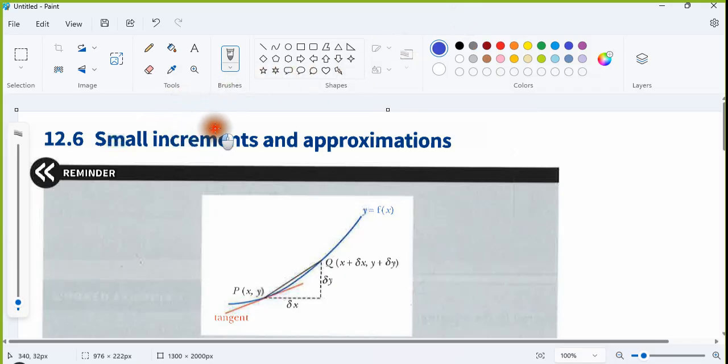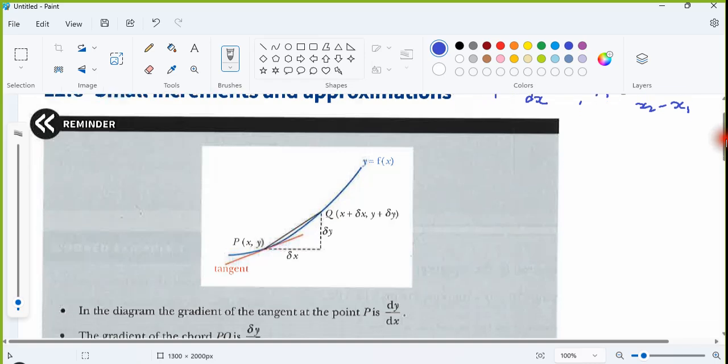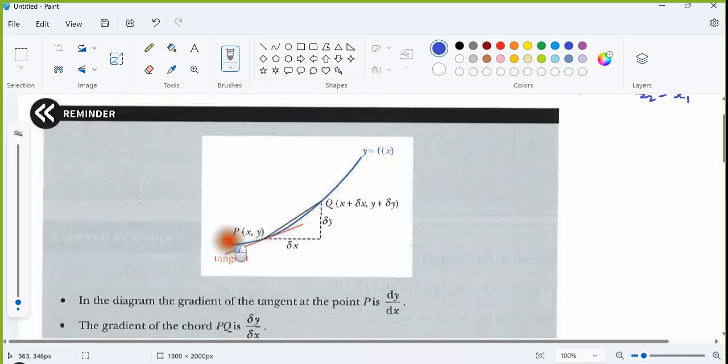12.6 Small increment and approximation. Okay, we know that the gradient of a tangent is dy/dx. At the same time, we know that the gradient of a straight line is (y2 minus y1) over (x2 minus x1). So over here, we have a graph.